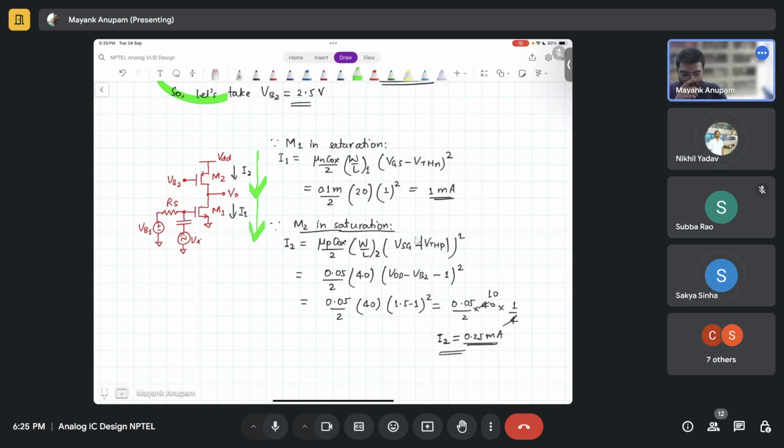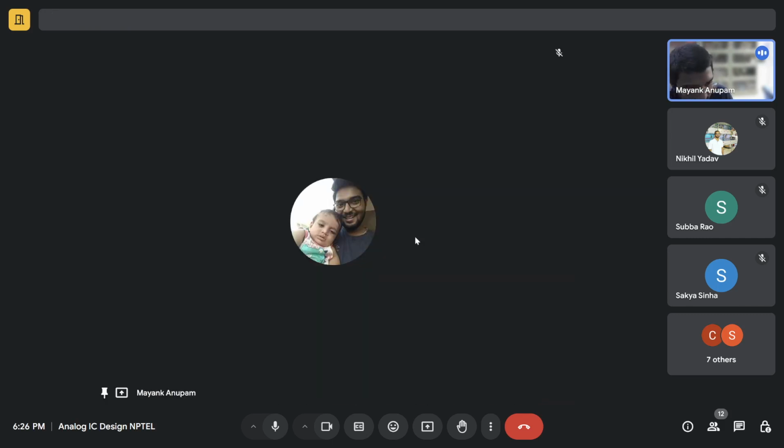So remember, in the last class, I think Nikhil was asking me, or I don't know who was asking me, about MOSFETs. What is the best way to model a MOSFET? So I said that in a common source configuration, it acts like a voltage controlled current source.